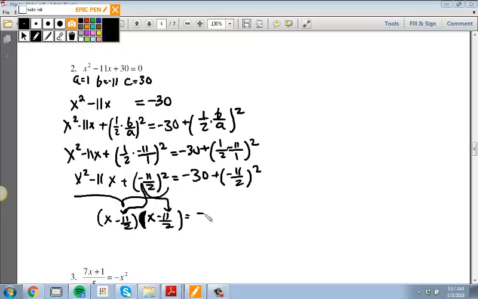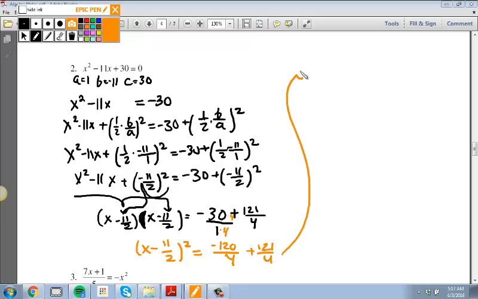Then I have negative 30, and I know negative 11 over 2 squared is 121 over 4. Then I need a common denominator, so I have to write that 30 over 1 and multiply by 4 over 4. So this side on the left is a perfect square, and this side on the right, negative 30 times 4 is negative 120. 1 times 4 is 4.